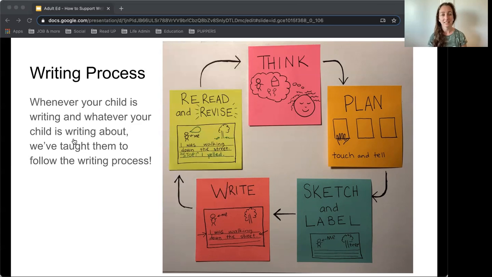Once they have planned, they will rehearse, they will sketch and label across the pages. Then they will go back and write sentences that match what they have shown in the pictures. And when the writer is done, they have just begun because then they go back and reread and make their writing even better.